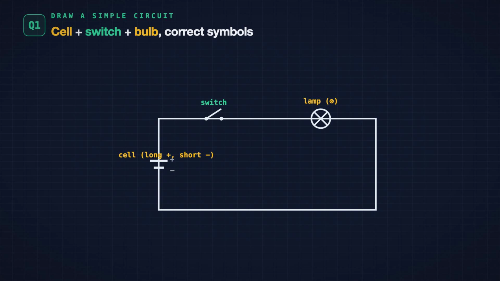Join them with straight wires into one closed loop and mark the current with an arrow from the positive terminal. Round through the switch and the bulb and back to negative. Cell, switch, bulb. 1 loop, correct symbols. In an exam, those symbols and that current arrow are the marks. Question 1 done.